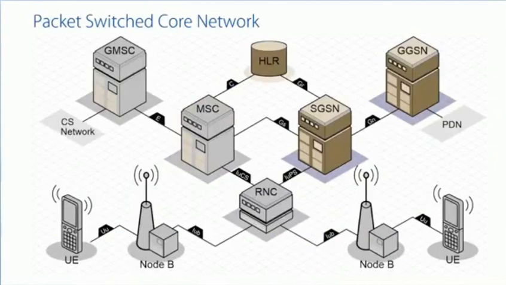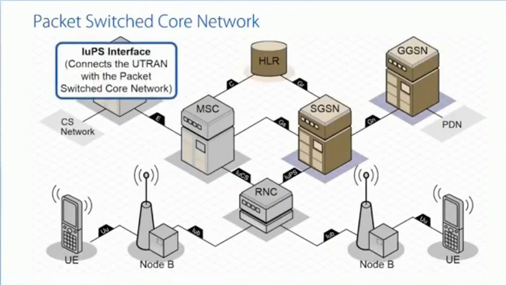So we've looked at the circuit switch side. Let's go and have a look at the packet switch side. So we're going to support the data aspects. Specifically, we're going to go across the IUPS, so the interface for UMTS PS packet switched. So this is how the radio access network connects to the packet switch core.